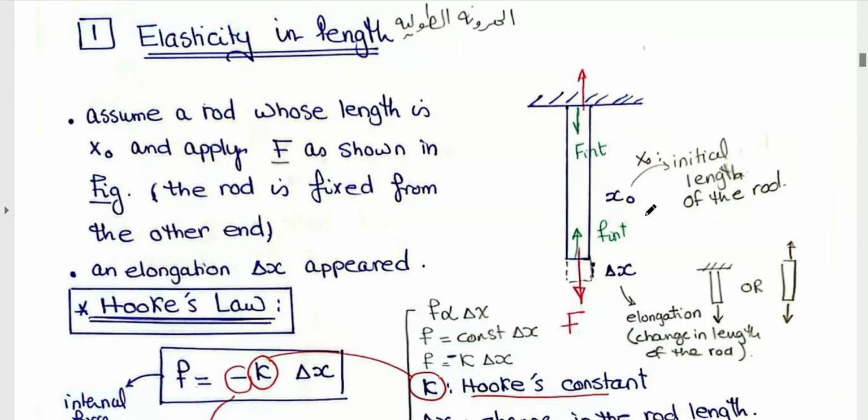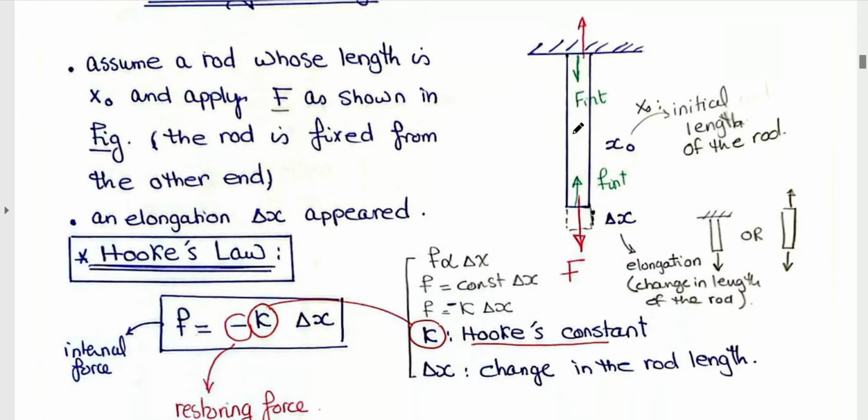What happens when I apply this force F? Elongation happens, or change in length of the rod happens. This is the deformation that will happen to the rod. Also, the rod tries to resist this deformation. So we have internal forces in the rod trying to resist this deformation. Studying these forces and deformation started with Hooke, the scientist.